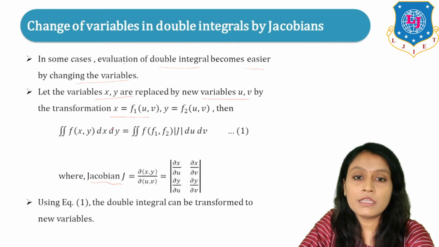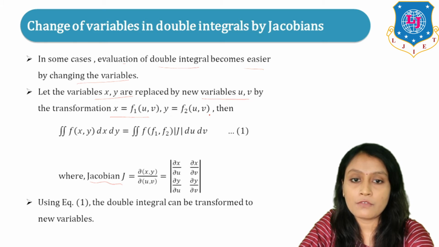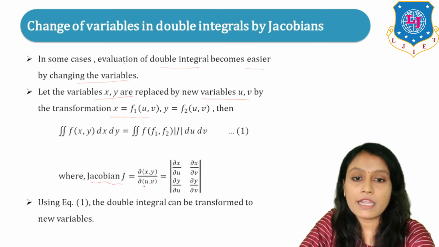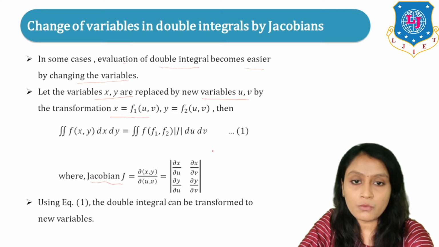So what we are doing: suppose we have x as a function of uv and y as a function of uv, then we will first find this Jacobian. We have to substitute this Jacobian and write x and y in terms of u and v, and we have to evaluate this integration in the new variables.